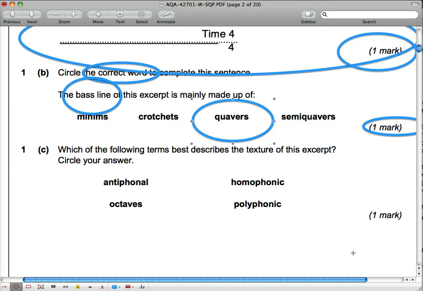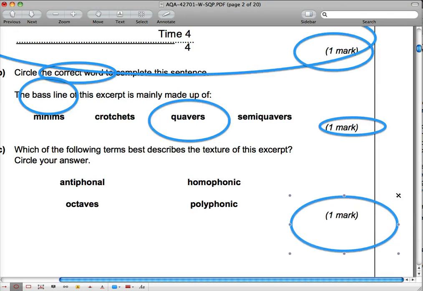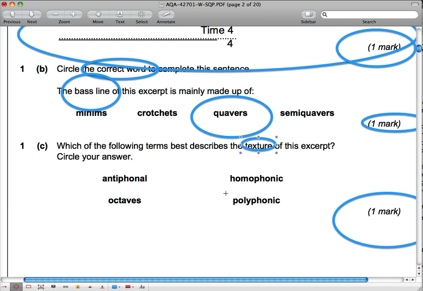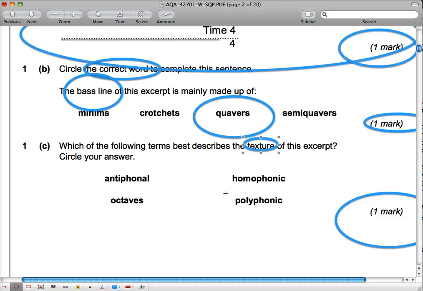The third question, again, you can see it's worth 1 mark. It asks which of the following terms best describes the texture of the excerpt. So texture tends to be how many instruments are playing and how they're interacting with each other. You've got 4 possible answers here. You've got octaves, which means everything would be playing in unison, but an octave apart, so 8 notes apart.